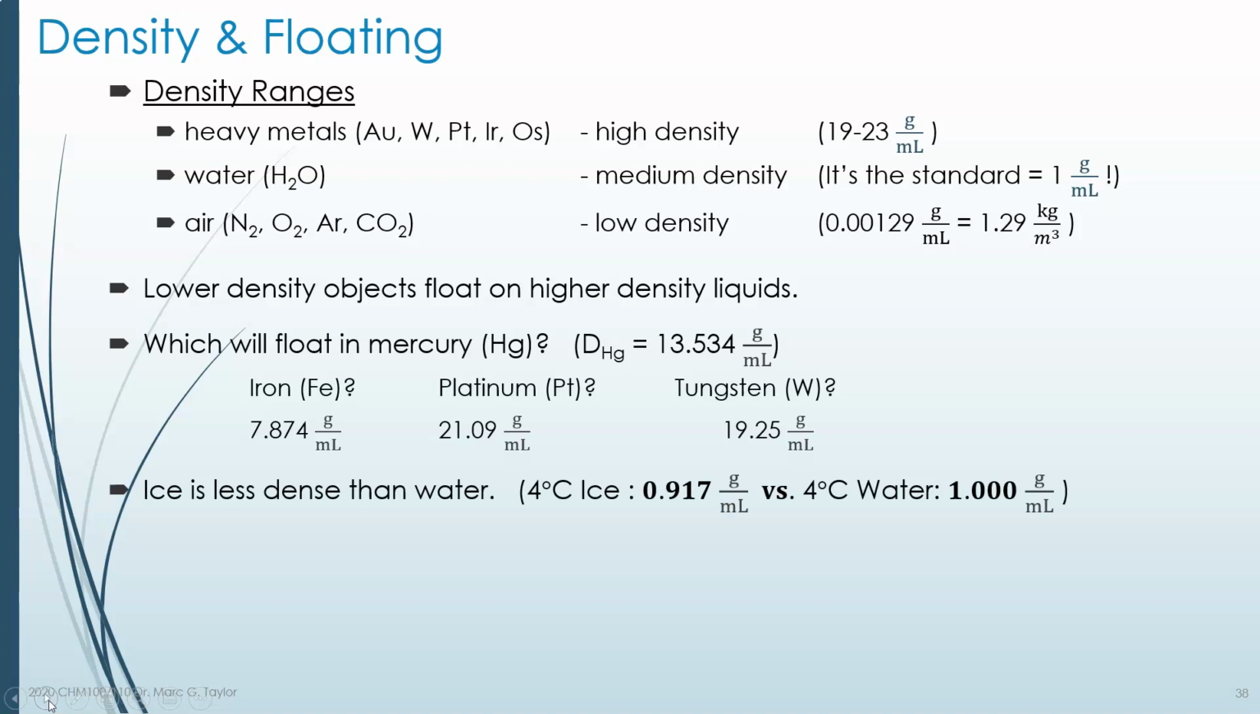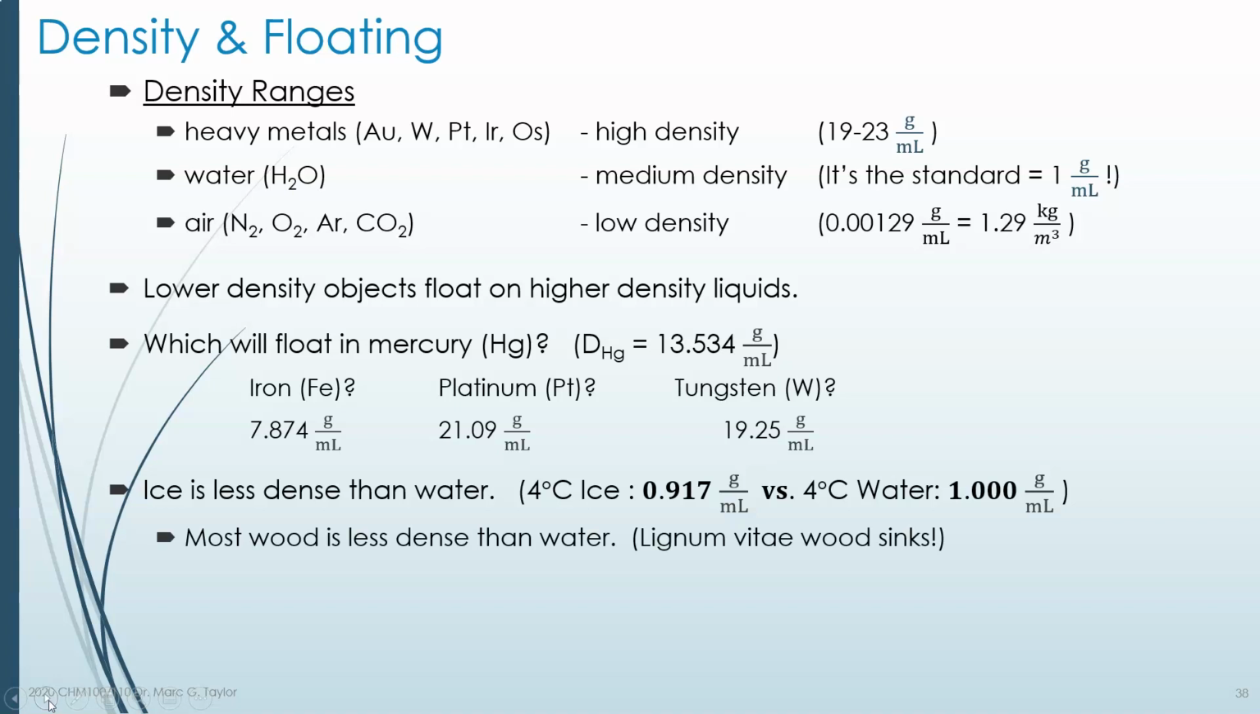As I mentioned already, ice is actually less dense than water, and this is very rare. The vast majority of solids are more dense than the corresponding liquid of that substance. In fact, water is one of the rare substances where the solid is actually less dense than the liquid. This is very unusual, and that is a result of the molecular structure of ice crystals, which we may touch on in another unit.